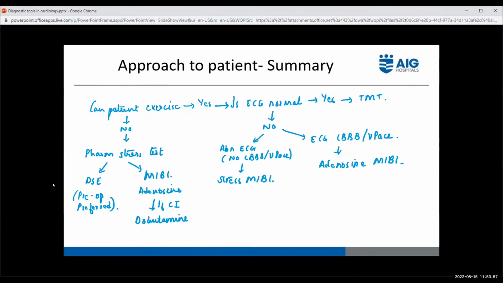So this is a summary. If the patient can exercise and the ECG is normal, yes, then TMT, go for it. If no, then stress echo. If there is no LBBB, we use stress echo, and if the patient's ECG has LBBB, then adenosine stress SPECT may be used. If the patient can't exercise, pharmacological stress test, like dobutamine, is preferred preoperatively; otherwise you can go for a stress SPECT, or if adenosine is contraindicated, go for dobutamine.